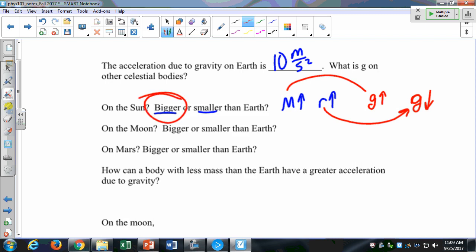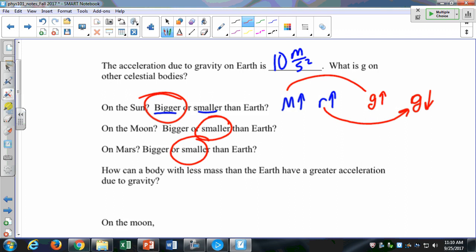On the Moon, is it bigger or smaller than the Earth? It's smaller, definitely. In fact, it's more obvious with the Moon because the Moon is more like the Earth. It's a rocky planet, or it's a rocky moon. And so it's smaller because the mass is smaller. On Mars, it's also smaller than the Earth.